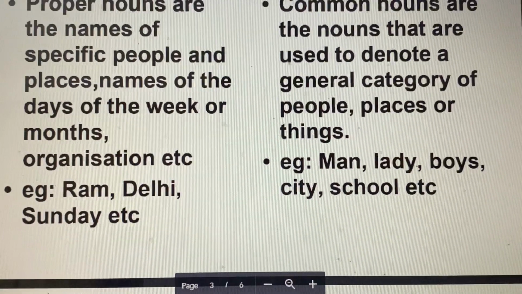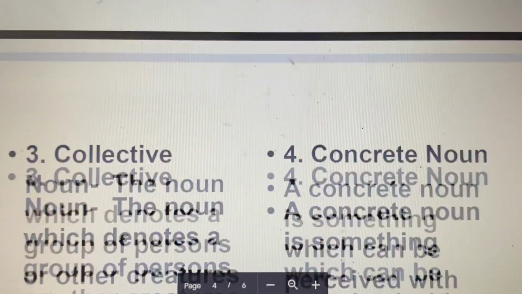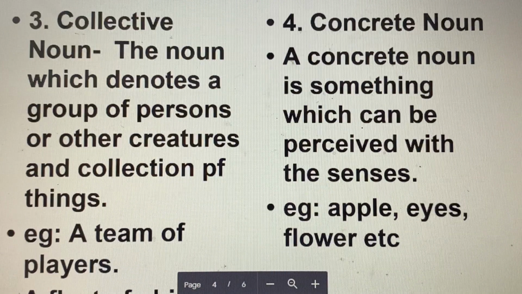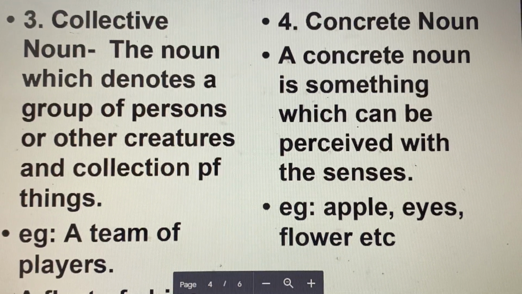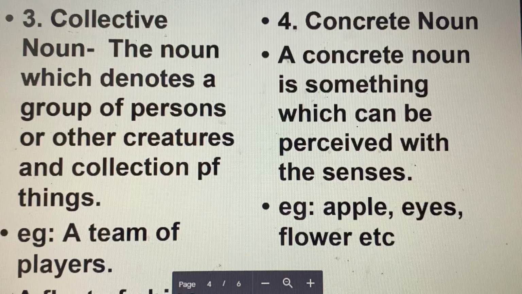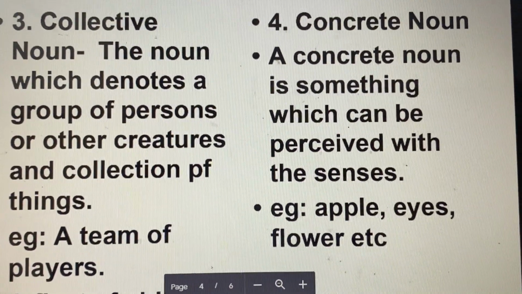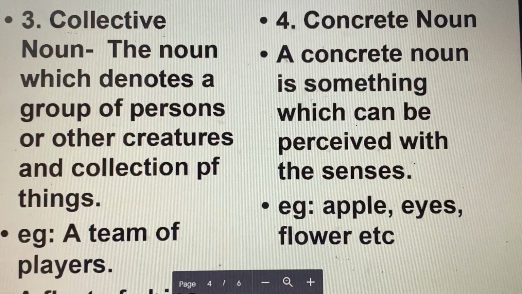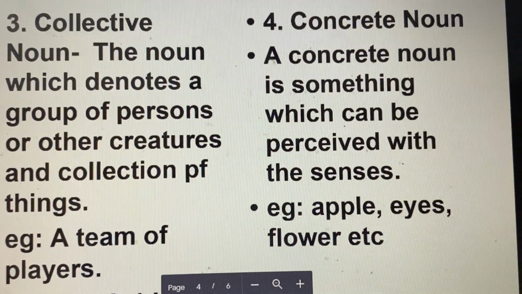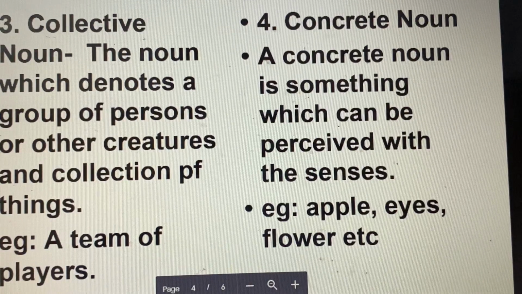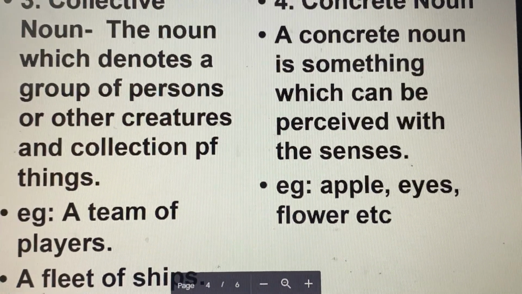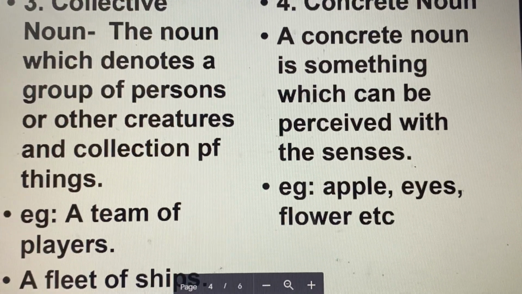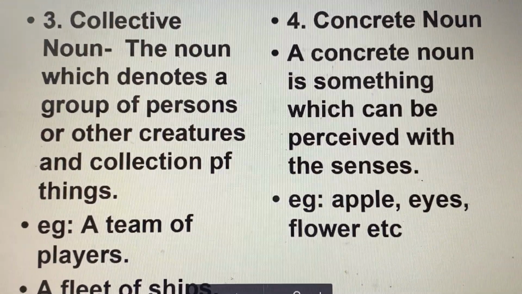Now we come to the third one, the collective noun. Collective nouns denote a group of persons or other creatures, and a collection of things. Let's understand this with the help of examples. A team of players: a number of players playing together is known as a team of players. Second example, a fleet of ships. Likewise, we have other examples as well.